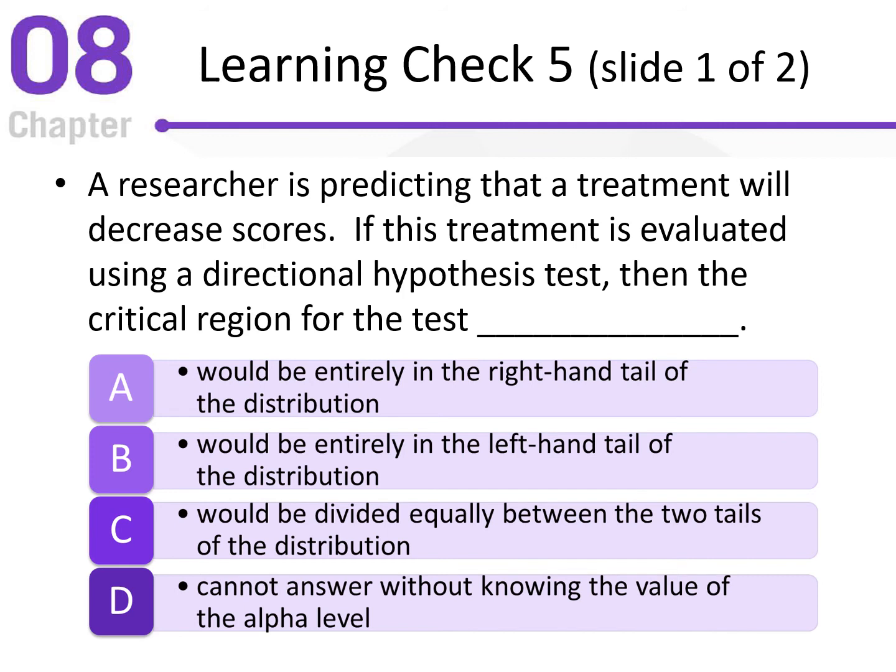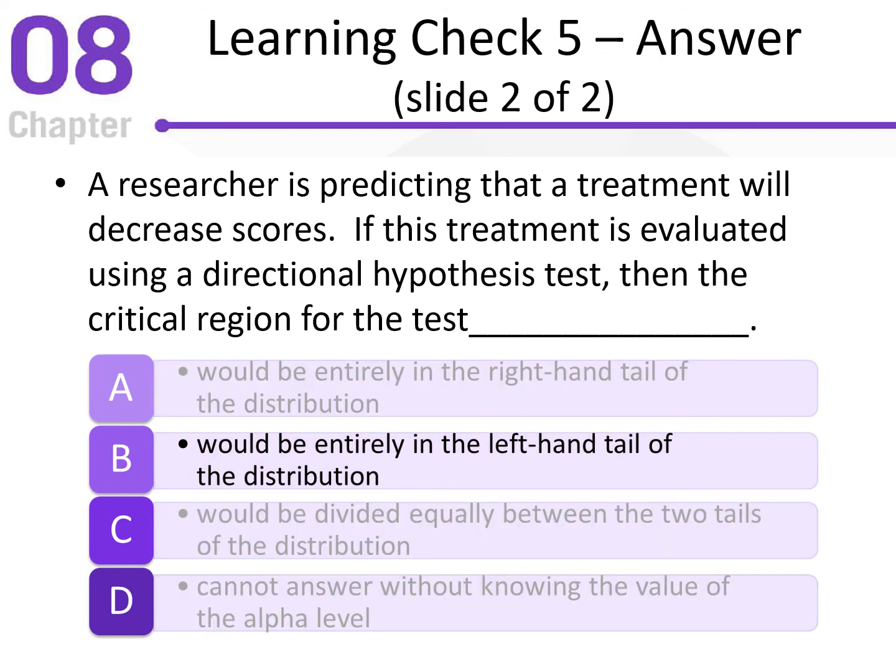Let's look at a few more of these problems. A researcher is predicting that a treatment will decrease scores. If they use a directional test, then the critical region would be, if they're looking for a decrease, where's the critical region going to be? The right or the left-hand side? Well, the right-hand side of the curve is increase, so the left-hand side of the curve is decrease. So if they're looking for a decrease and it's directional, they're only going to be looking to the left. So the answer is B, to the left.